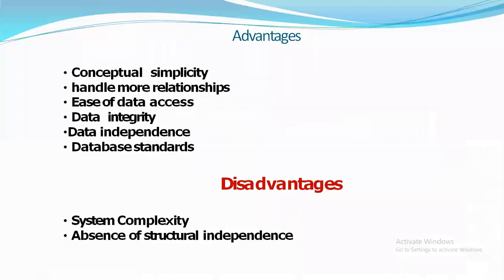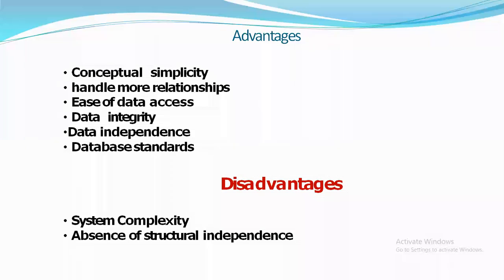There are some advantages and disadvantages of this model. First, conceptual simplicity: the concept is very simple. Graph, nodes and edges. An edge is a line which connects two nodes. So it is conceptually very simple. It can handle more relationships, because in graphs it is easy to represent a node which connects to any number of nodes, from each node to all the nodes just by connecting lines.